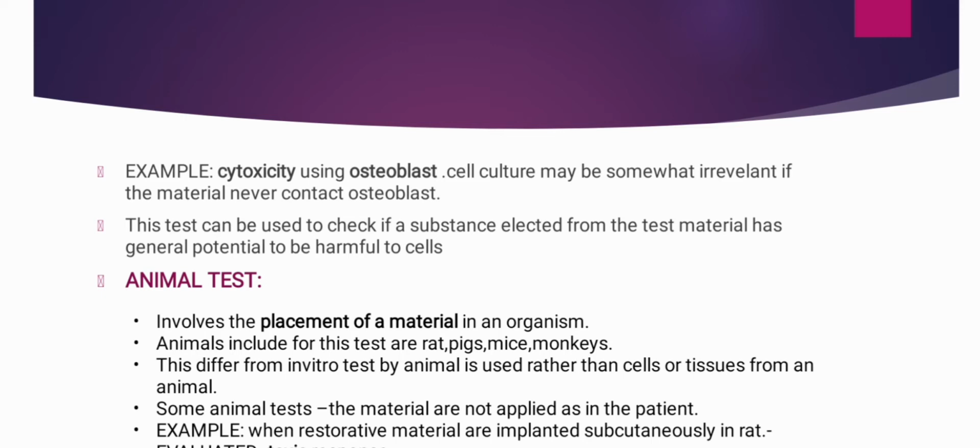Next we are going to see about animal test. It involves the placement of a material in an organism. Animals used for this test are rats, pigs, mice and monkeys. This differs from in vitro tests in that an animal is used rather than cells or tissues from an animal. In some animal tests, the material is not applied as in a patient. Example: when restorative materials are implanted subcutaneously in rats, they are evaluated for toxic response.